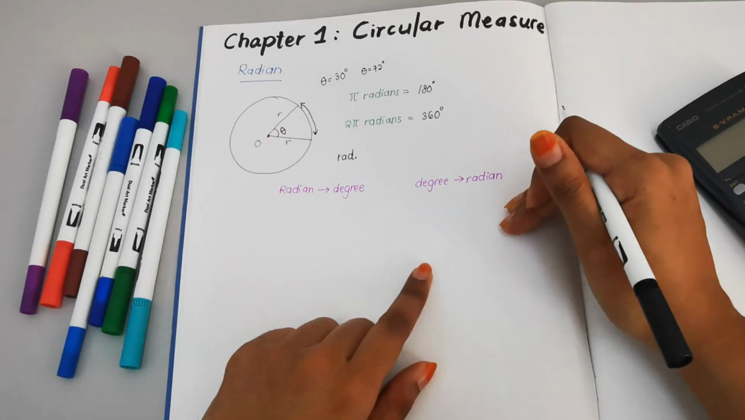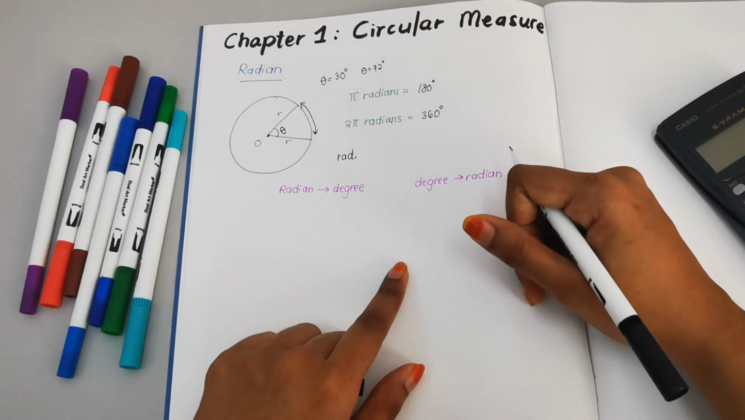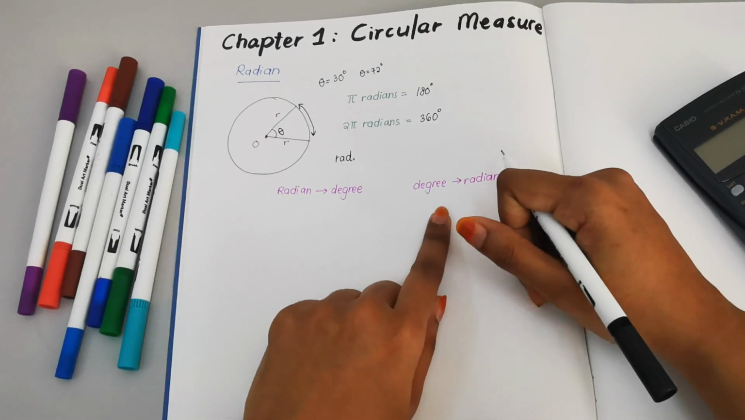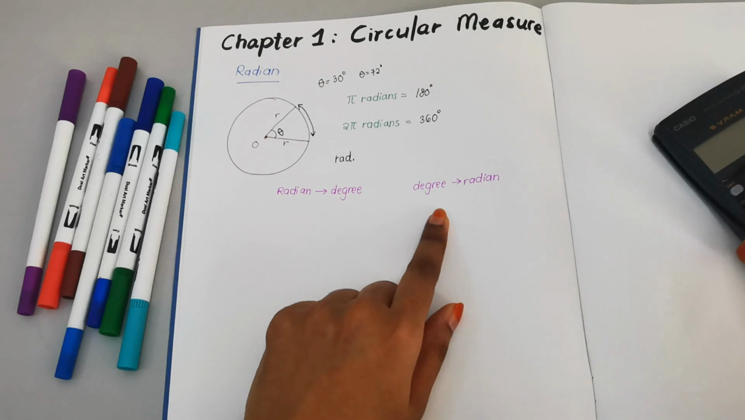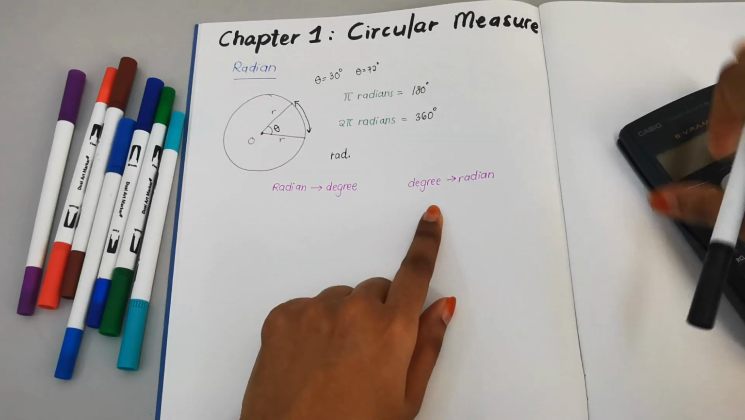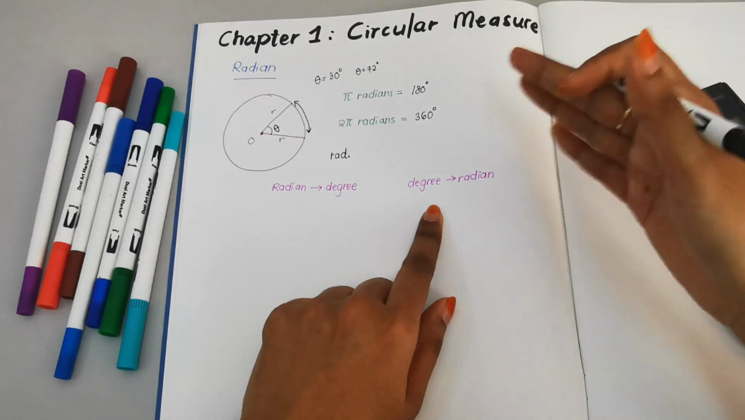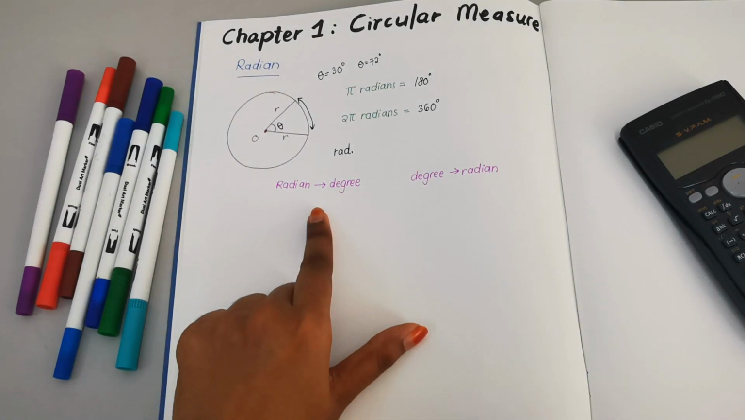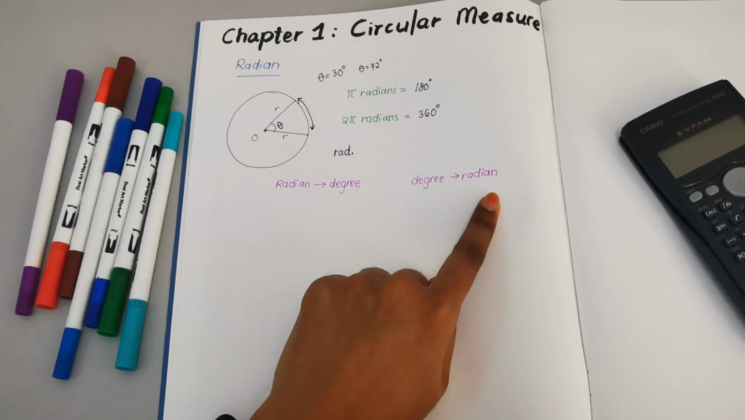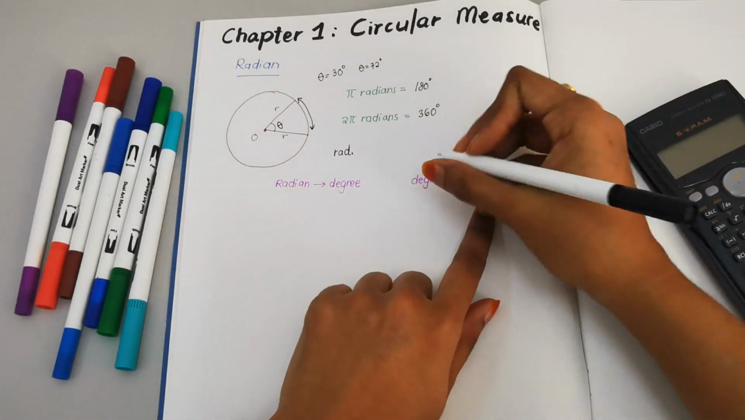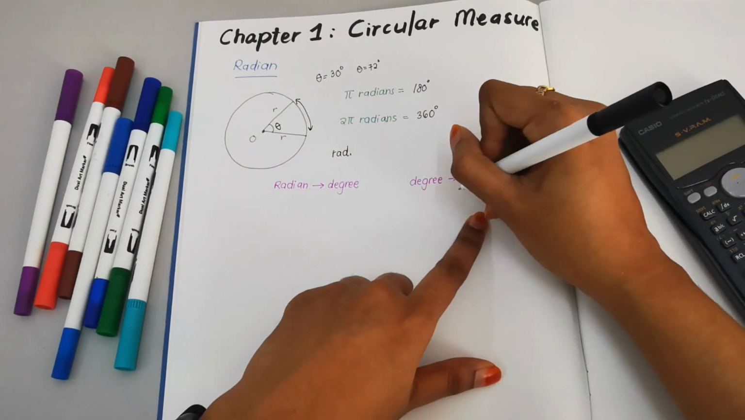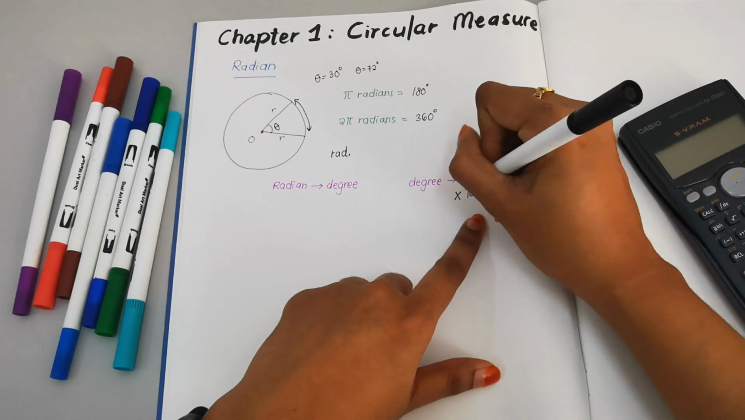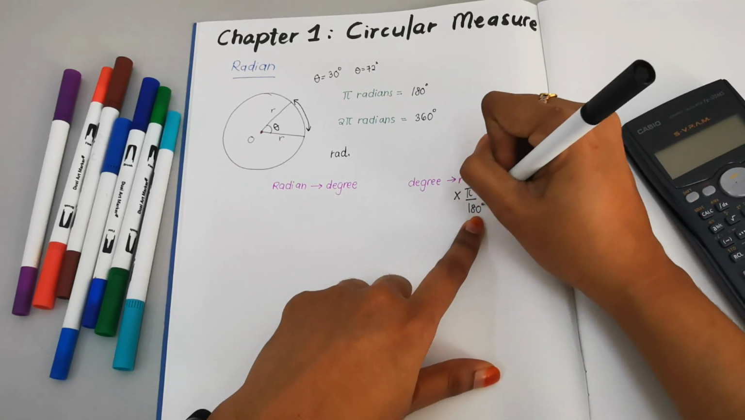The first thing is you need to know how to change radian to degree, or how to change degree to radian. In both ways you need to know the formula, and it's a very simple formula. Let's start with degree to radian. To change degree to radian, you need to times by pi over 180.